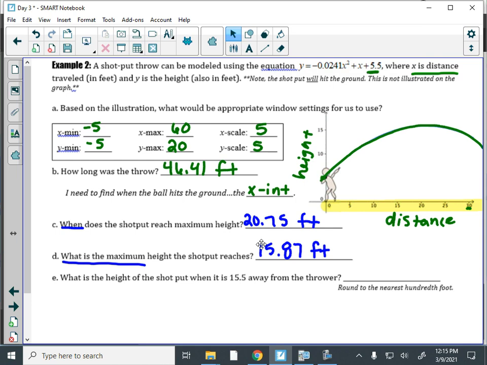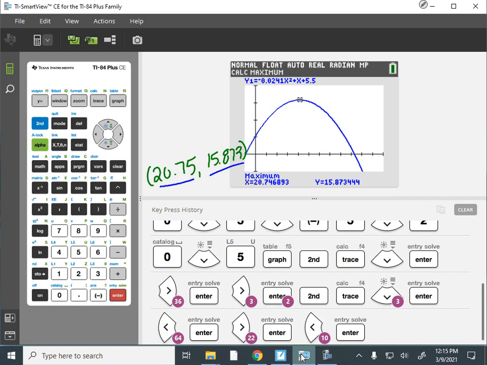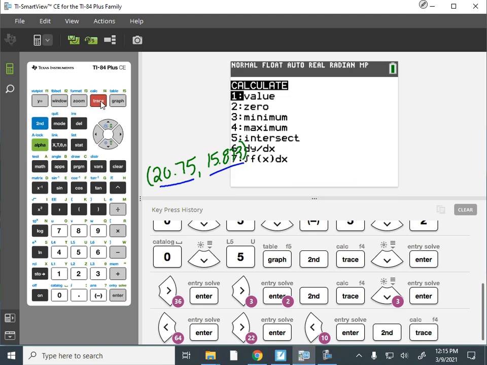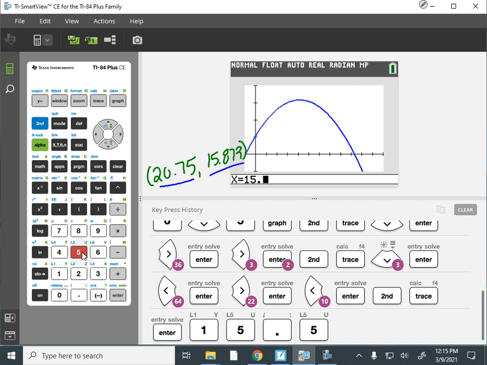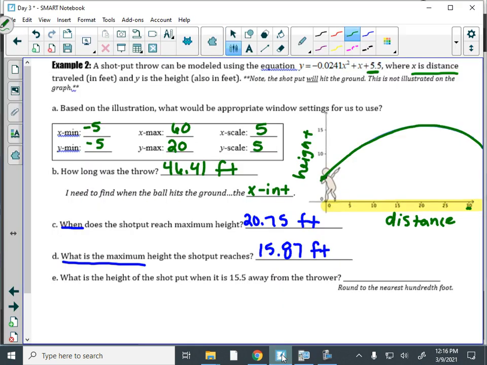What is the height of the shot put when it is 15.5 feet away from the thrower? So here, this is where you can use that value tool. We can do second, trace, value, and type in 15.5. And that gives us about 15.21 feet. 100 is 2 decimal places. So 15.2. So there's example 2.